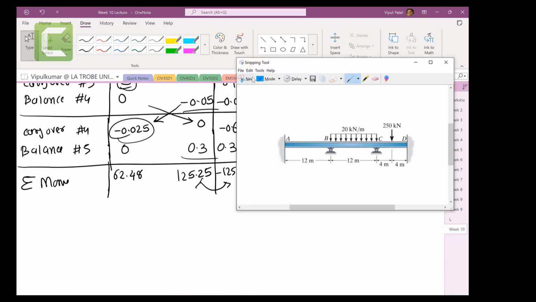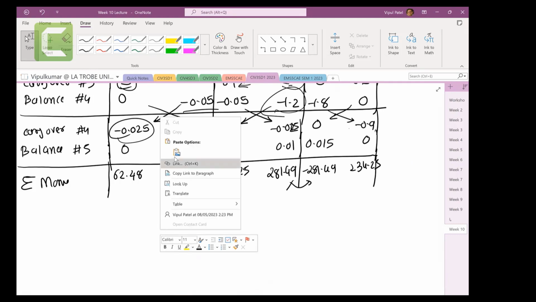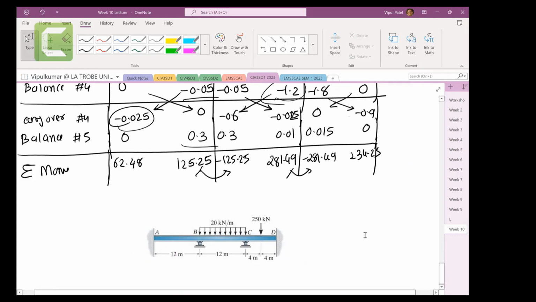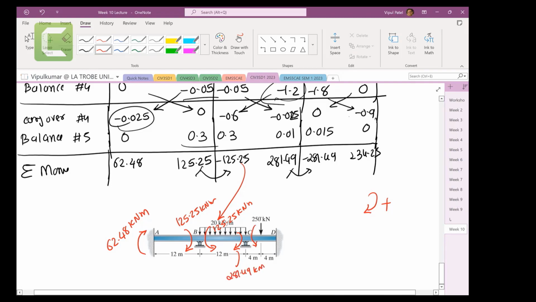Let me go back and put these details in our figures. Clockwise is positive. So this one is clockwise because it is positive kilonewton meters. This one clockwise. 125.25 kilonewton meters, this is anti-clockwise. This one's 125.25 kilonewton meters, this is clockwise. So 281.49 kilonewton meters, anti-clockwise. 281.49 kilonewton meters, this one clockwise. 234.25 kilonewton meters. That is your final answer.